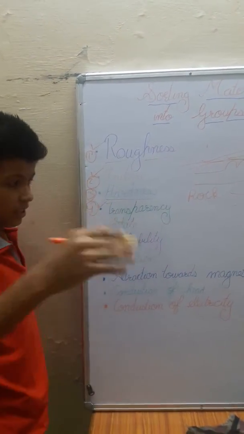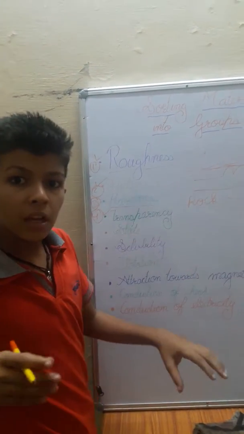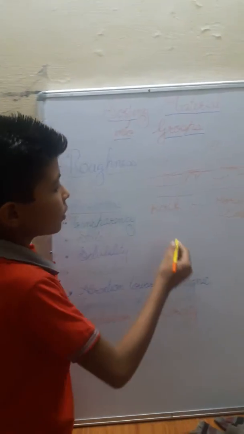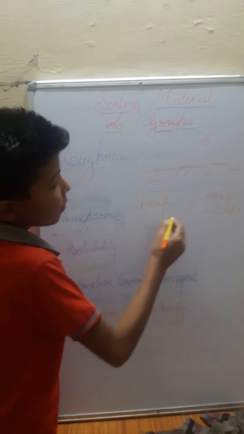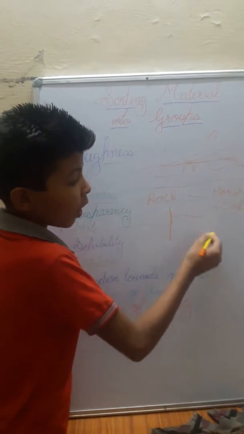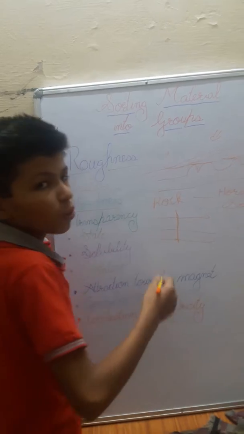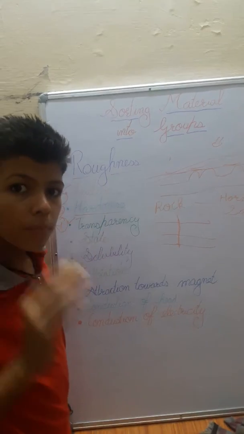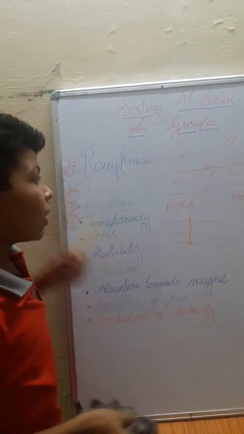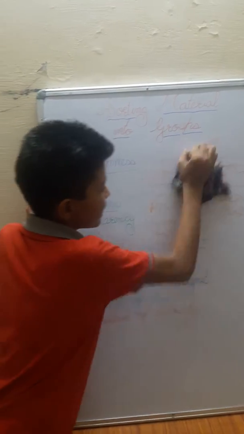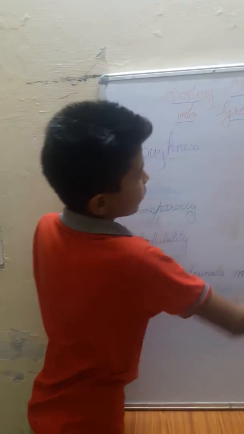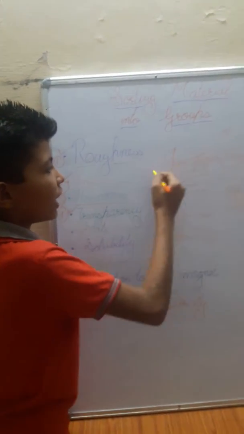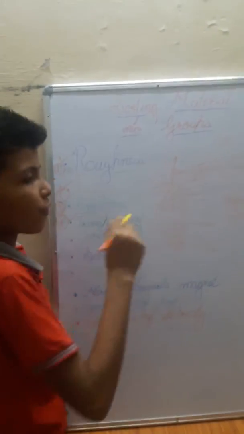Fourth one is transparency. Transparency means the amount of light passed through an object. Just say this is an object. The object which allows all the light to pass through it is known as transparent. And the materials which allow only some light to pass through them are translucent. Just say this is a material. Some rays are coming, light is falling here, but it lets only some of them pass through.